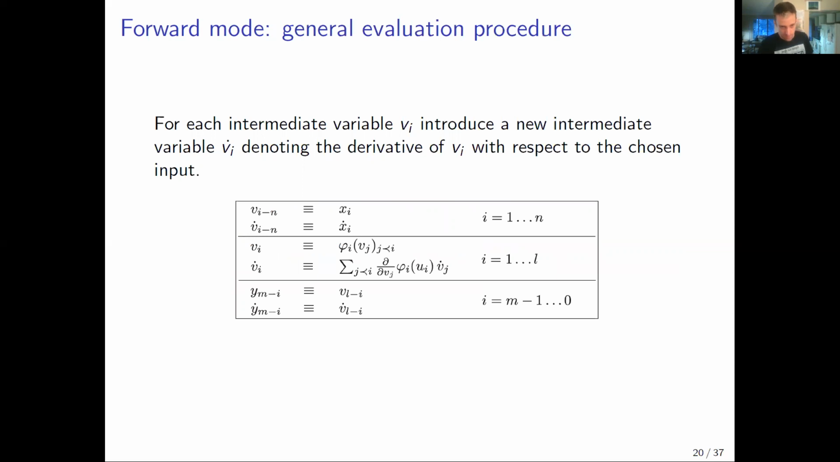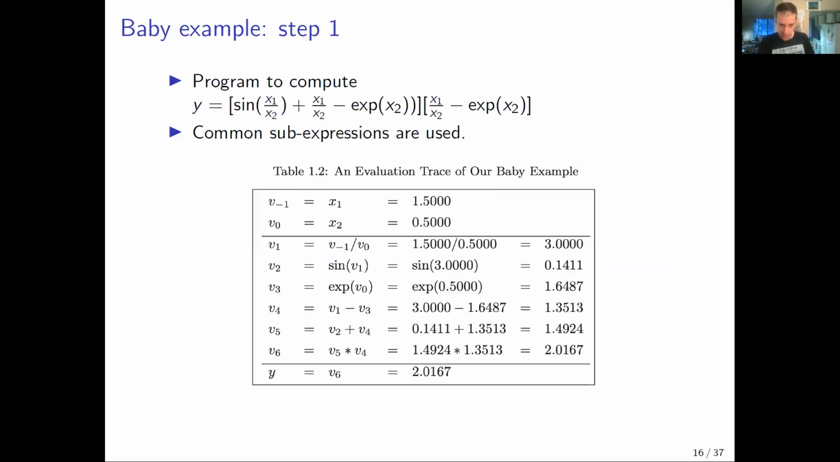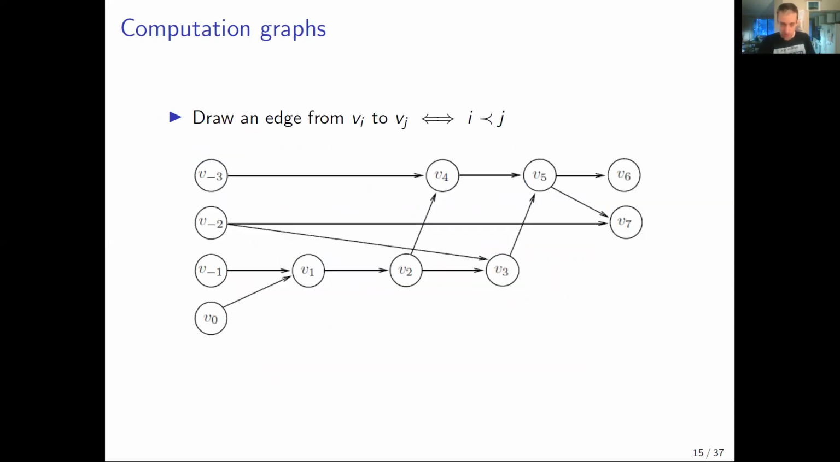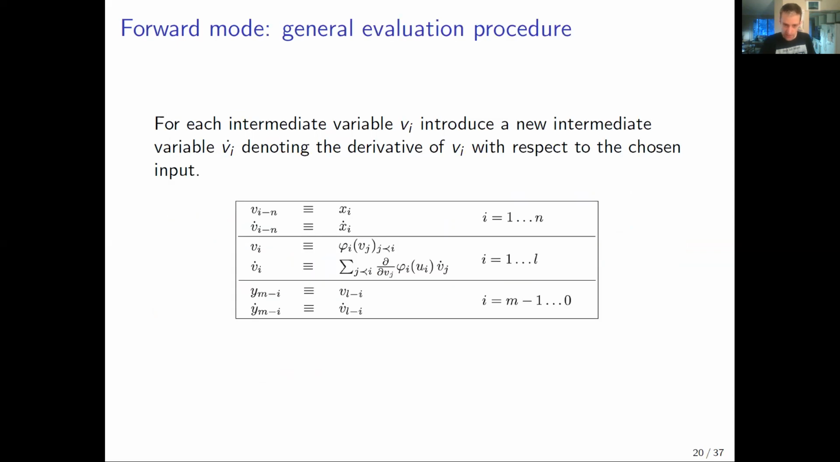Okay. So remember we had this abstract general model of an evaluation procedure. Now we can look at what is the abstract general model of the evaluation procedure after we've transformed it via forward mode. So let's get started and look at this.